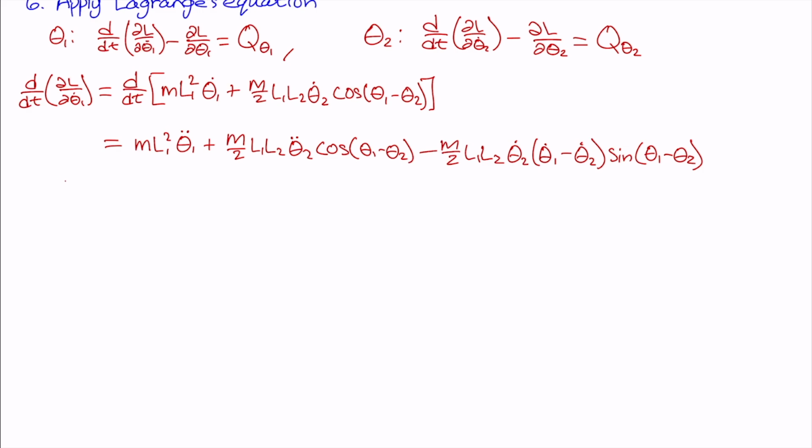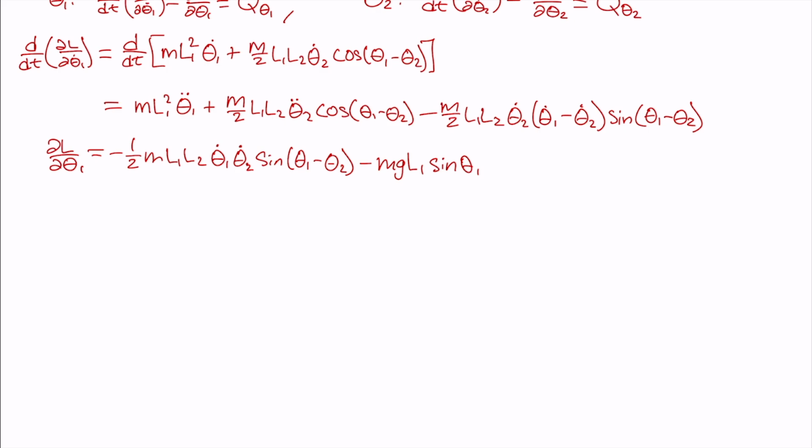For the second term, we're going to have that the partial of L over partial theta 1 is going to be equal to minus 1/2 m L1 L2 theta 1 dot times theta 2 dot times the sine of theta 1 minus theta 2 minus m g L1 sine theta 1.